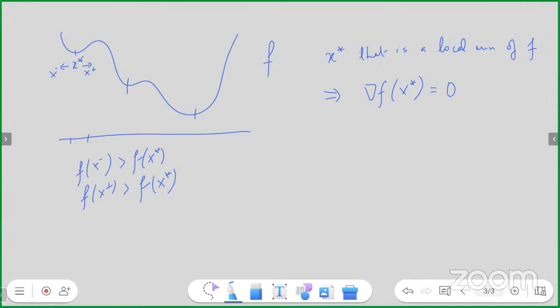Okay. So more or less the same idea, just that we want to do it in n dimensions rather than just one dimension. You can do it straight away. So let's define. What do I want to show? I want to show this. If x star is a local min of f, then the gradient of f at x star is 0. Okay, so define the proof.